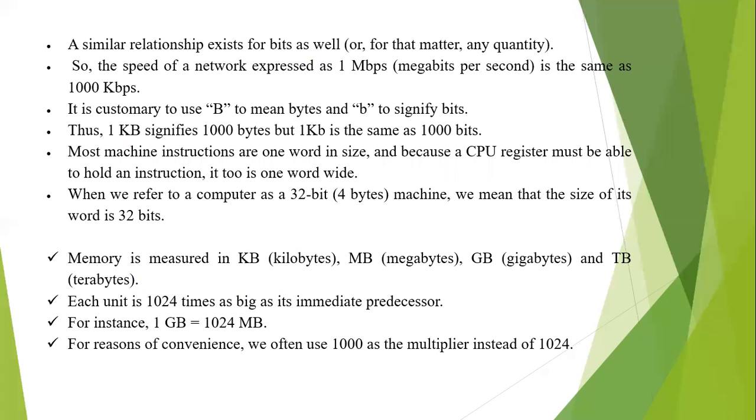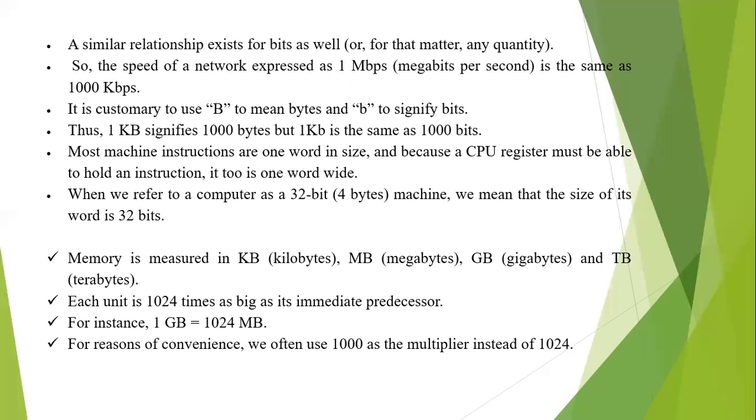It is customary to use B. Don't get confused between capital B and small b. Capital B means bytes. We know a byte is a group of 8 bits, and small b is used to signify bits. Thus 1 KB, capital K, capital B, signifies 1000 bytes, but 1 Kb, capital K, small b, is the same as 1000 bits. So 1000 bytes and 1000 bits.